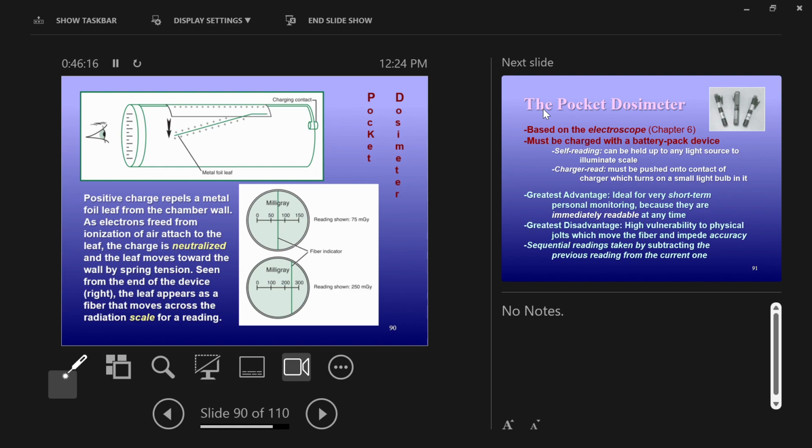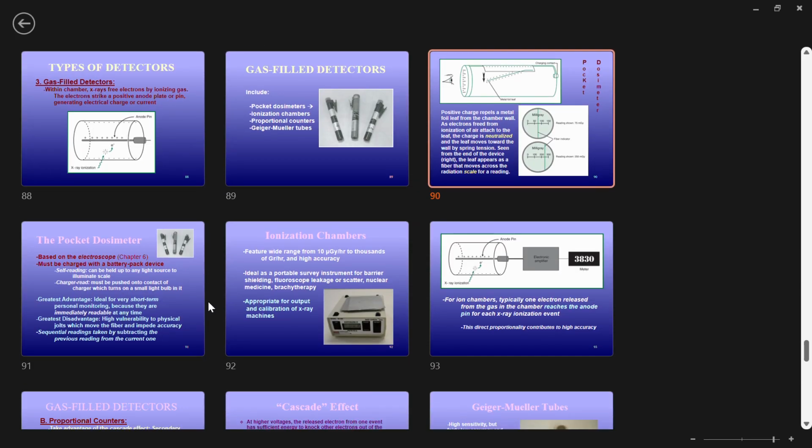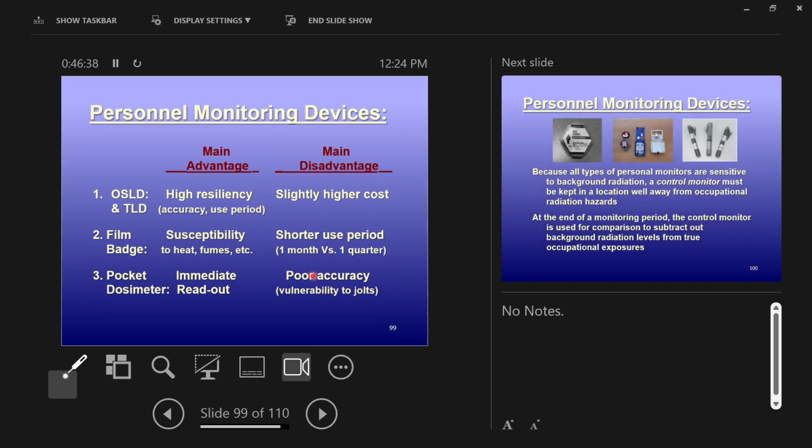They're less accurate for these exact reasons, okay? And this little foil leaf, there's going to be some wiggle room. It can receive the same amount of radiation and move more or less on different days, with different heat and pressure in the room. There's a bunch of factors that are going to make this thing less accurate than other ways of measuring. But again, the main advantage is immediate readout. So if you are maybe an interventional radiologist, a nuclear medicine technician, or a radiation physicist working around radioactive materials, then this is going to become very useful for you.